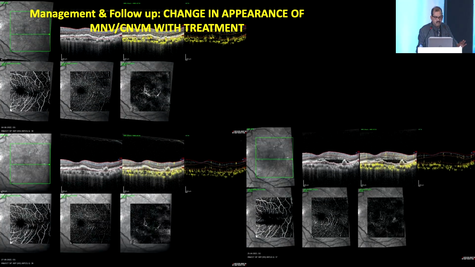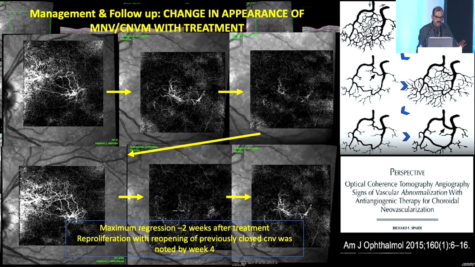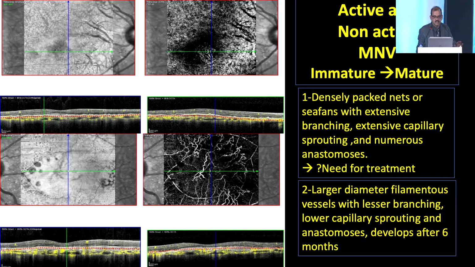Okay. So this is a patient who was injected with anti-VEGF injection, and you can see how these neovascular lesions are responding. Maximum regression occurs 2 weeks after the treatment, and then reproliferation and reopening occur. You can delineate between active and non-active lesions with the help of OCT angiography.